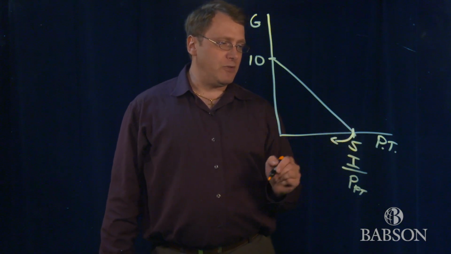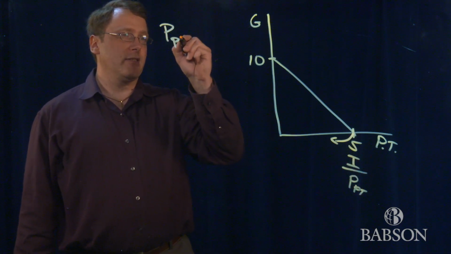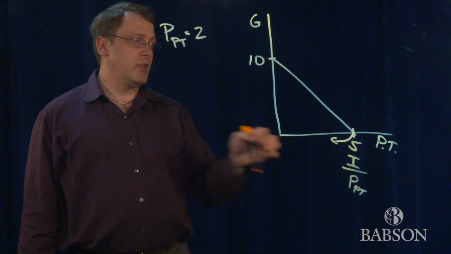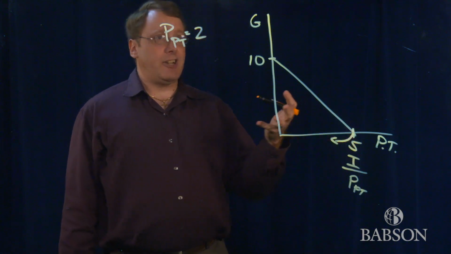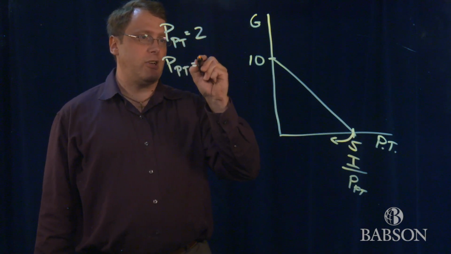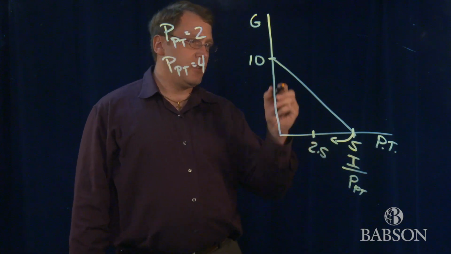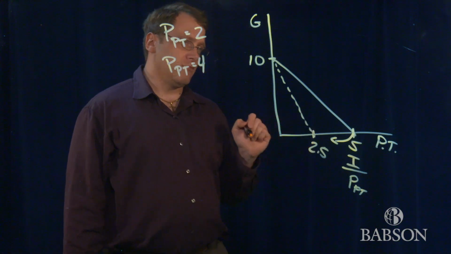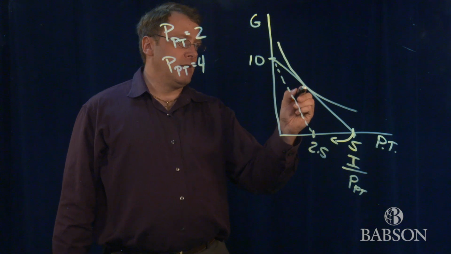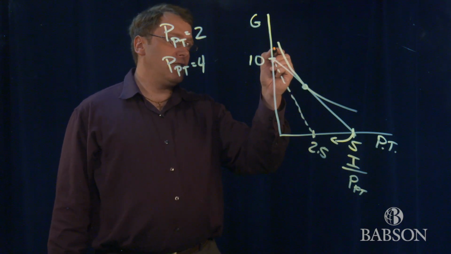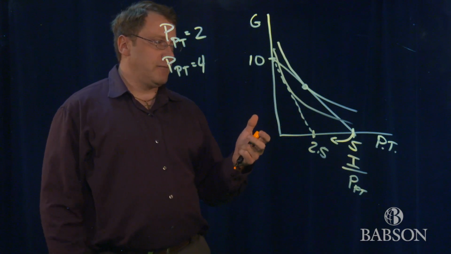This point moves in. So say down here, we started with the price of a Pop-Tart being $2, and that meant it was 5. Well, now what happens if, say, that doubles? The price of a Pop-Tart is 4. Now this point becomes 2.5, and the budget constraint rotates in. You'll notice that original optimal bundle that we had, we can't afford that anymore. And so we'd see a lower indifference curve that we can obtain.